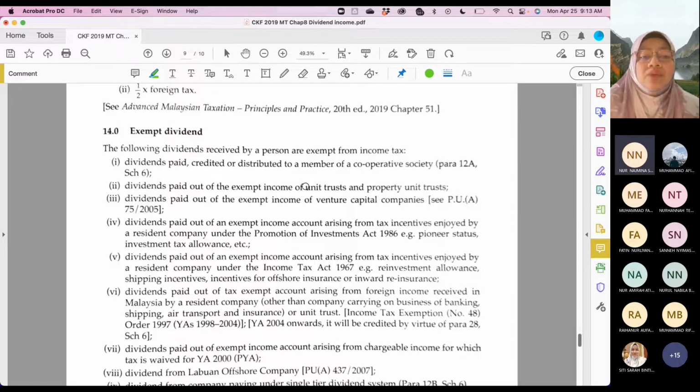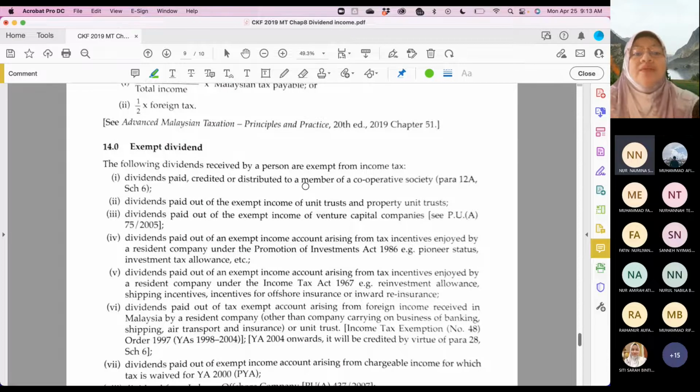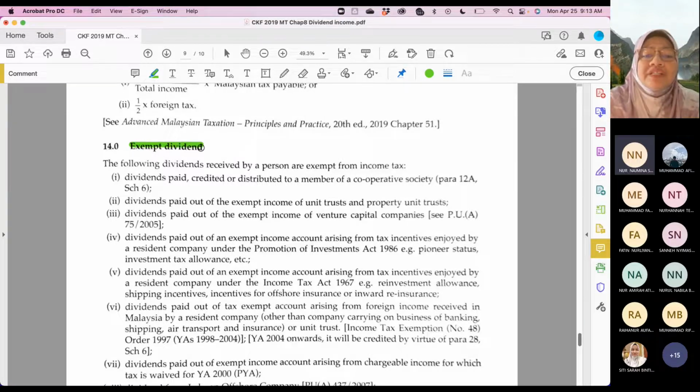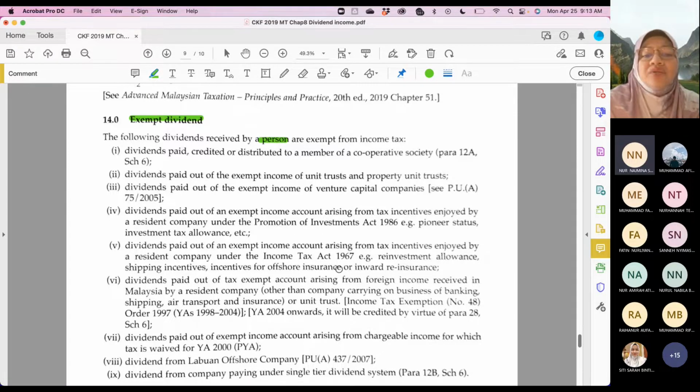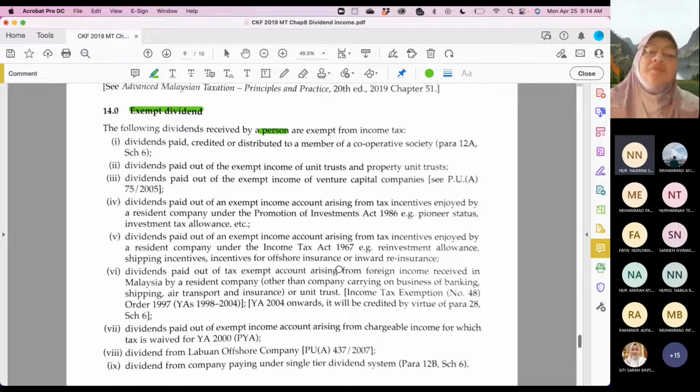Okay, so these are what we call exempt dividend. That's why I say there is a difference between dividend under single tier, which you should treat as final, and dividend which is actually exempted. The following dividends received by a person are exempt from income tax. It doesn't have to be an individual, a company is also a person. So if you look into all these, then you know that it's exempted. But under normal circumstances, if it's just a single tier dividend, it should be treated as final.